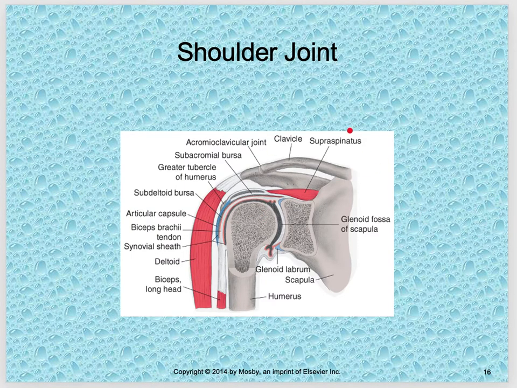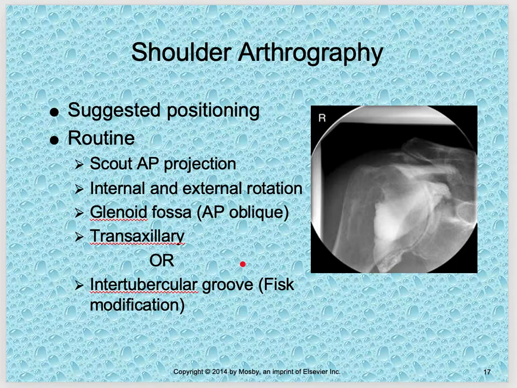So once again, the shoulder joint, you're going into that synovial joint, into the glenoid fossa, the glenohumeral cavity. That's where that dye is going to be injected. You're going to visualize the capsule, the tendons, and then just make sure that everything is okay within that shoulder. So you can see the dye here.